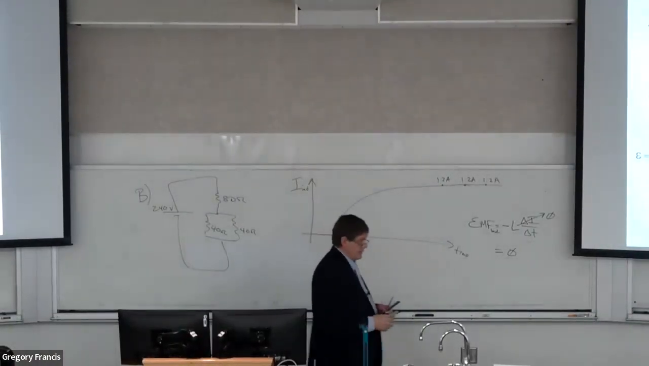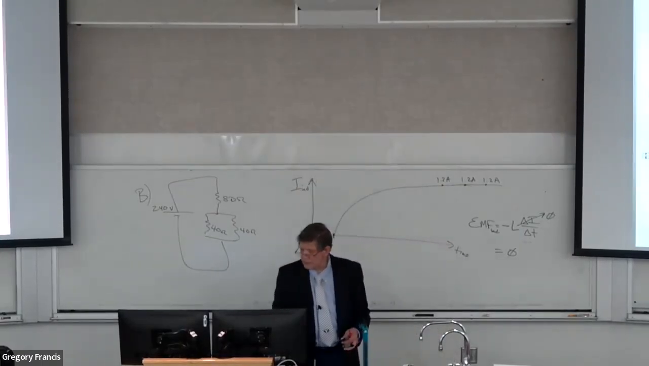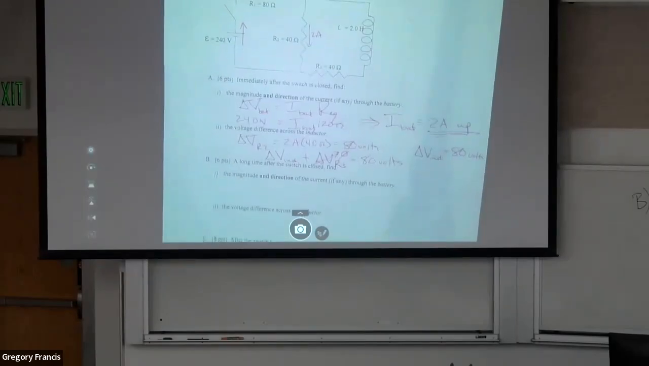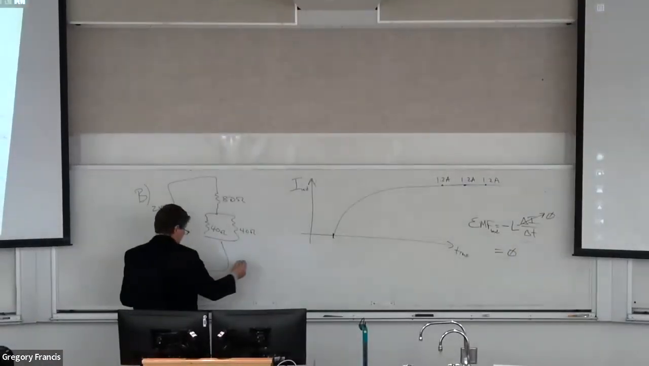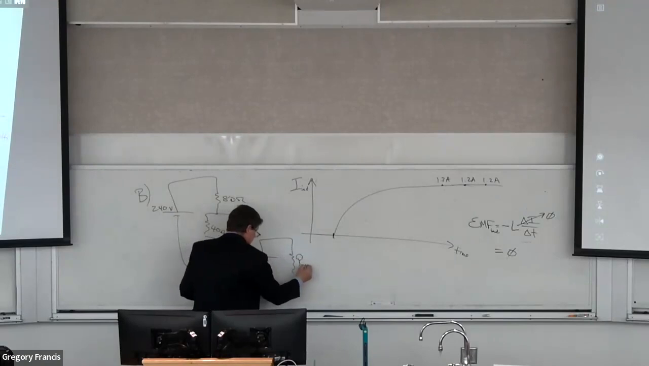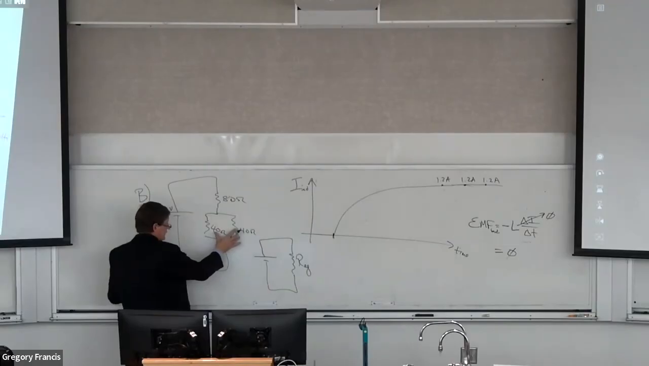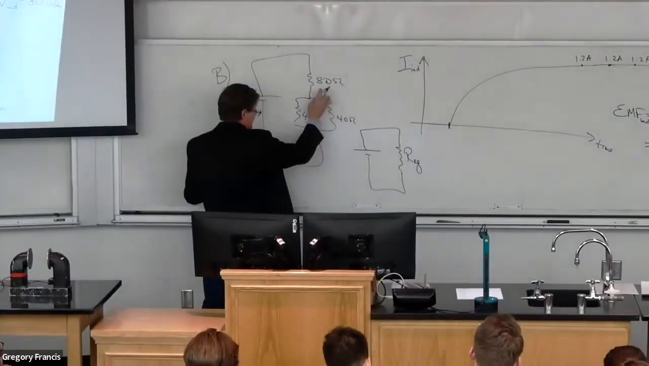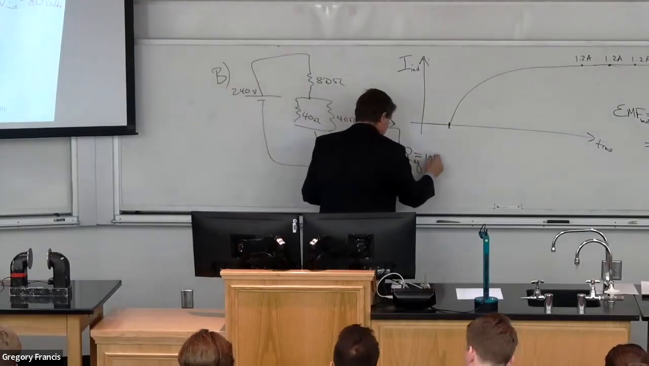And so the question is, what is the current through the battery now? Well, I have to replace this circuit with a single resistor. We call that the equivalent resistance. And I know that the two 40s look like a 20. And if 20 is in series with 80, that means this is going to be 100 ohms.